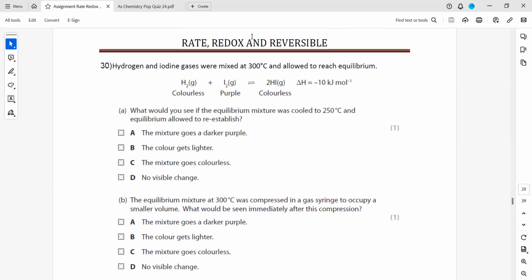In question 30, hydrogen and iodine gases are mixed at 300 degrees centigrade and allowed to reach an equilibrium. The forward reaction is exothermic. What would you see if the equilibrium mixture was cooled to 250 and the equilibrium is allowed to re-establish? So if we cool down, because the forward reaction is exothermic, if we decrease the temperature, equilibrium will shift towards the right-hand side, meaning the yield or amount of a product will increase.